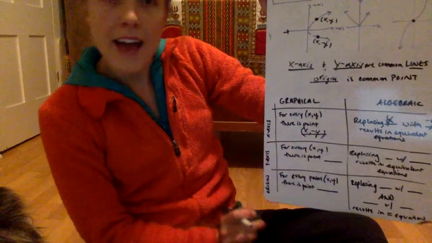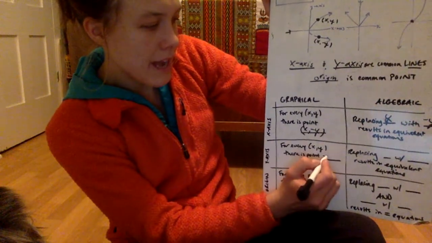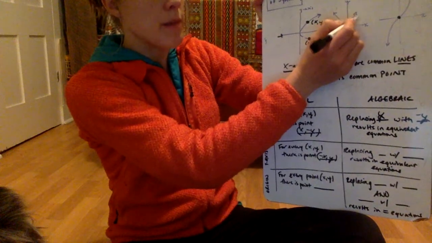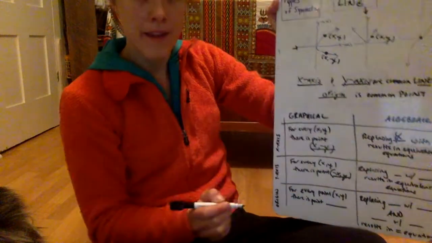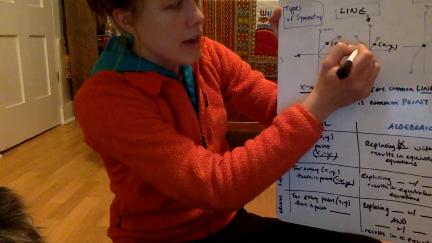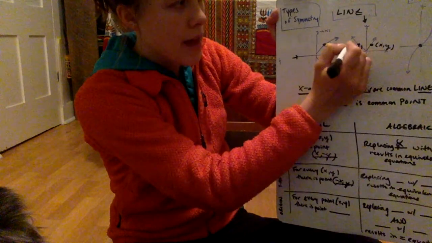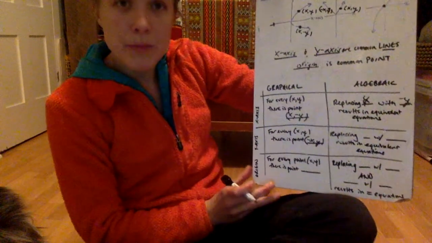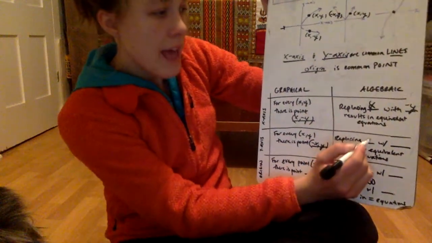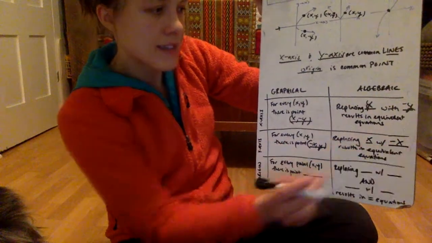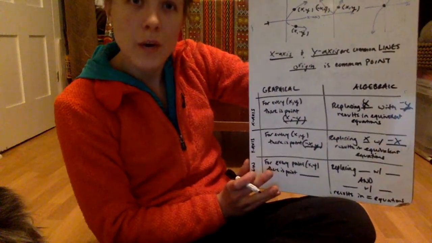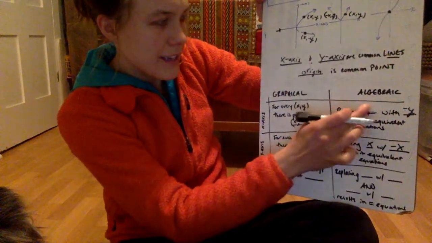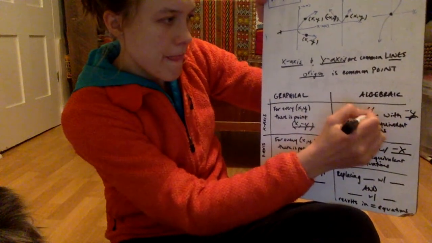For every point x, y on the graph, there is a point negative x, y. And so you can see this here. This is my point x, y. And then on this side, I've got negative x, y there. So when I'm algebraically testing for this, replacing x with negative x results in equivalent equations. That one's really difficult to see, isn't it? There's my y.